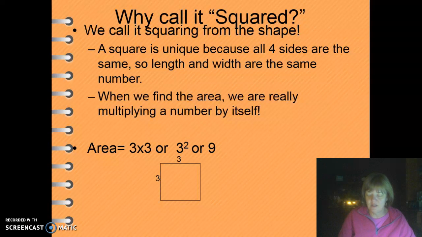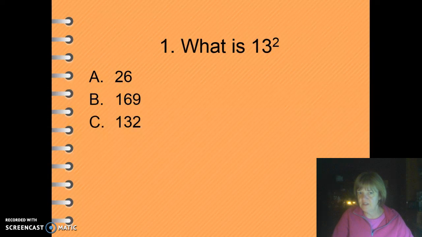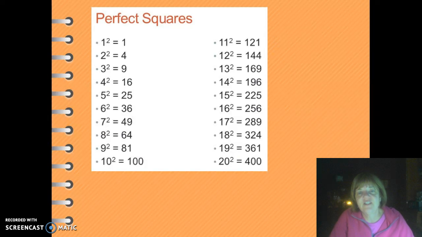You guys knew this though, didn't you? Just tell me, what is 13 squared? All right, here's a list. There's 13 squared. But I hope you did it on your calculator and figured it out. I wanted to show you how to do that, and my calculator's hiding behind the slides. I can't seem to grab it. Anyway, we'll do it in class.